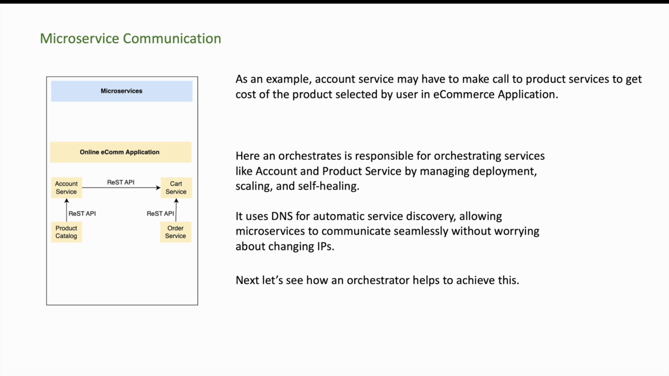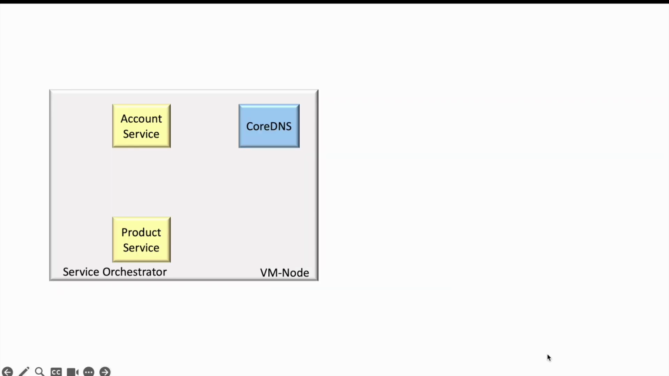Now further to this, what we are saying is, as an example, account service may have to make a call to product service to get the cost of the product selected by the users in the e-commerce application. Here, an orchestrator is responsible for orchestrating services like account and product service by managing deployment, scaling, and self-healing. Now, it uses DNS for automatic service discovery, allowing microservices to communicate seamlessly without worrying about changing IPs. Now let's see how the orchestrator helps to achieve this.